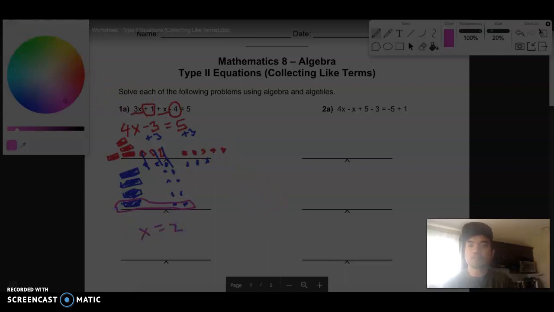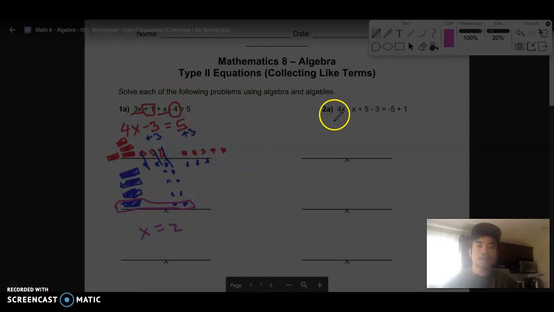Okay, that was pretty easy. Now let's try the next one: 4x minus x plus 5 minus 3 equals negative 5 plus 1. So let's do it very easily. What is 4x minus x? 4x minus x is actually 3x. How about positive 5 minus 3? Well, 5 minus 3 is actually 2, so it's going to be 3x plus 2. And how about this one? What is negative 5 plus 1? Negative 5 plus 1 is actually negative 4.